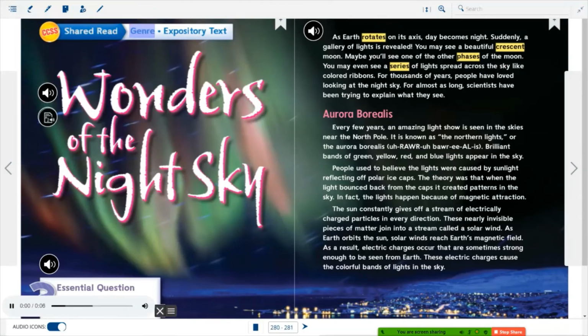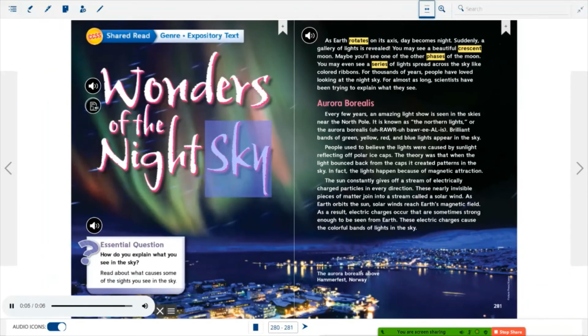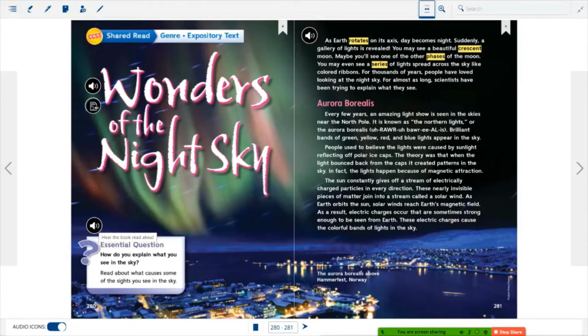Genre: expository text. Wonders of the night sky. Essential question: how do you explain what you see in the sky? Read about what causes some of the sights you see in the sky.